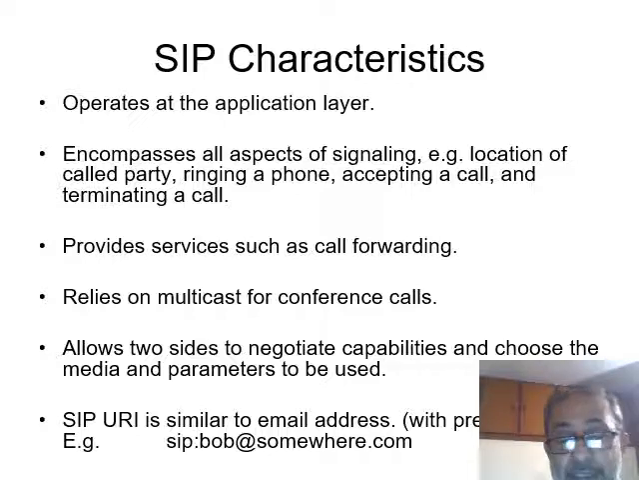What SIP does is that it creates a URI, Universal Resource Identifier address of each end, and this address looks like an email address. For example, a SIP address is sip:bob at somewhere.com. So this is an example of a universal resource identifier in SIP.